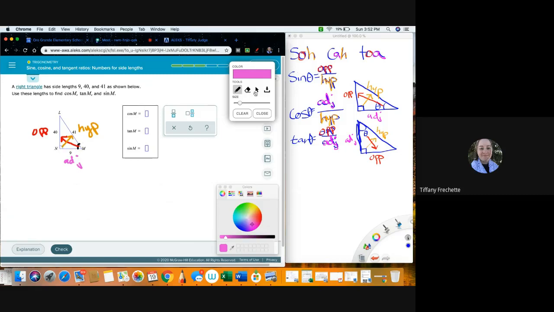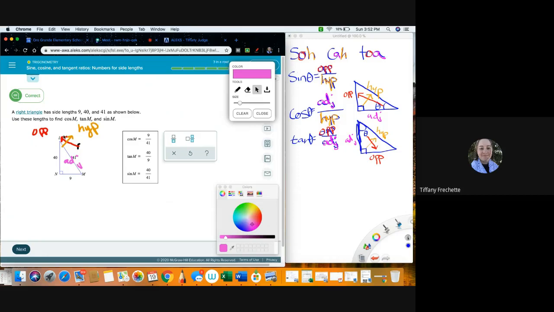Okay, so now all we have to do is fill out our functions here, our ratios. So the cosine of M, cosine is adjacent over hypotenuse. So we have 9 over 41. Tangent is opposite over adjacent. I have 40 over 9. And then sine is opposite over hypotenuse. So 40 over 41. All right, so it does make it much easier if you go through and fill out this little label.